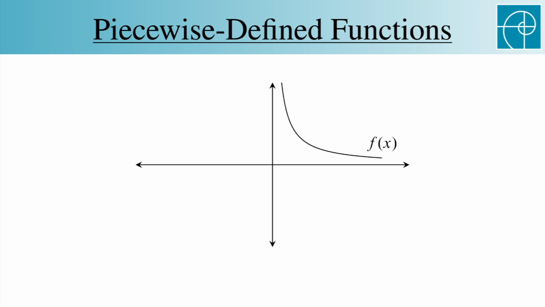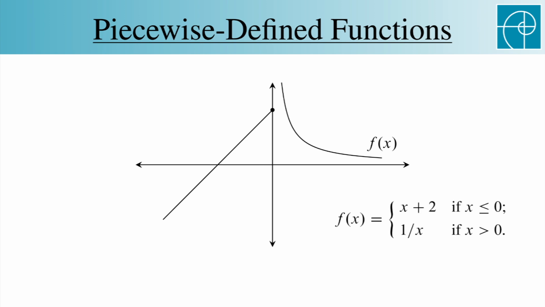You might wonder why we'd ever want to do that. Well, one of the reasons is the subject of this video. Suppose we want a function that looks like what we see here, only with a line like this on the left side. We can express this function as a formula like this. f of x equals x plus 2 if x is less than or equal to 0, and 1 over x if x is greater than 0.